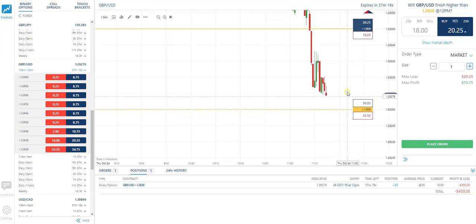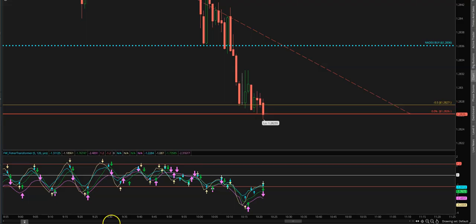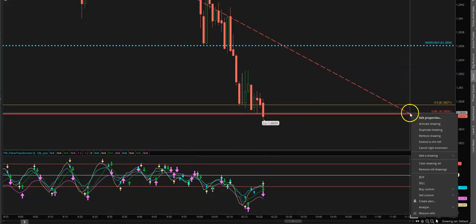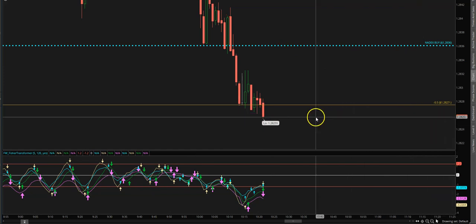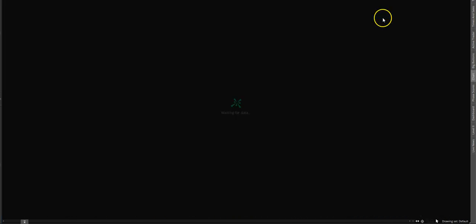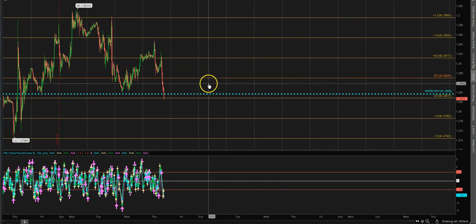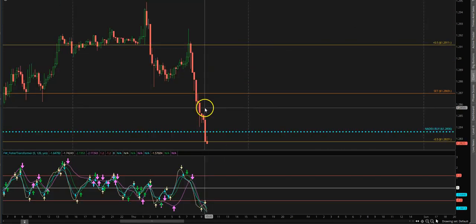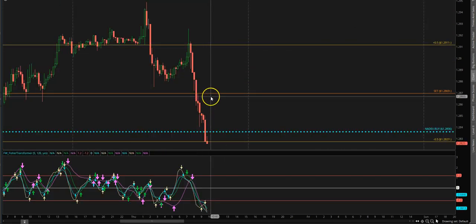We're just going to see where price is heading. We are creating new lows here, but we haven't quite broken. Let's just get rid of that. Let's go to the 15. We are wicking around that 0.5, the negative 0.5 deviation. But again, we are still oversold, so anything can happen here.